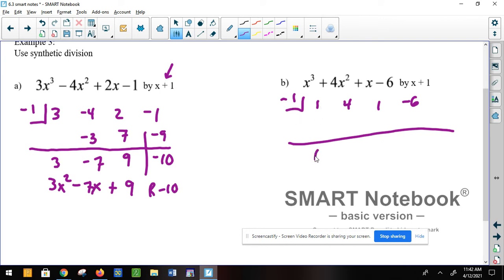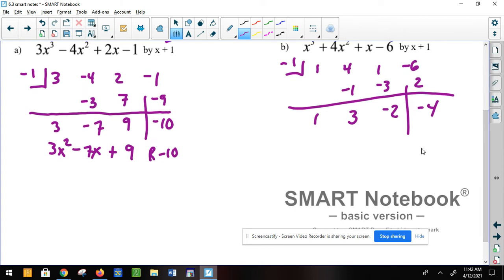Drop the 1. -1 times 1 is -1. Add down, you get 3. -1 times 3 is -3. Add down, you get -2. -1 times -2 is 2. Add down, you get -4. Again, go from right to left. That's the remainder. That's the constant, so -2. That's the linear, so positive 3x. And then that's the quadratic, so just x squared is fine.